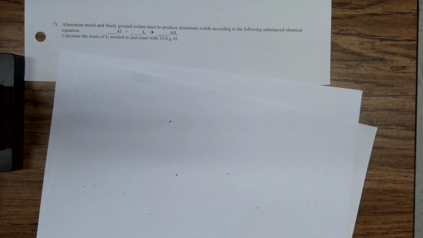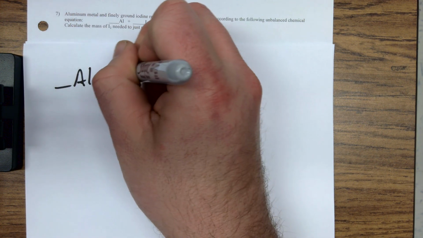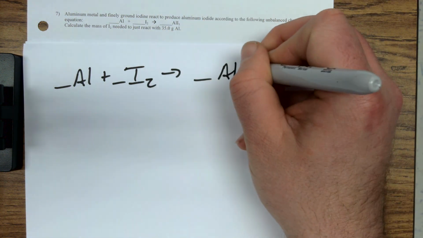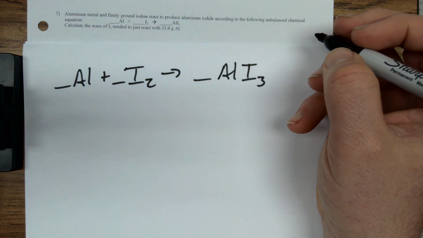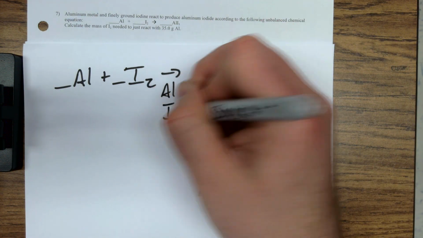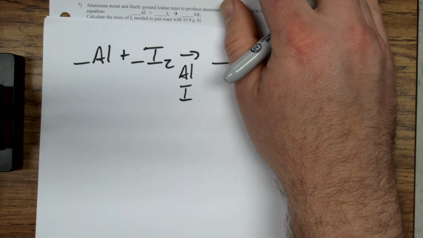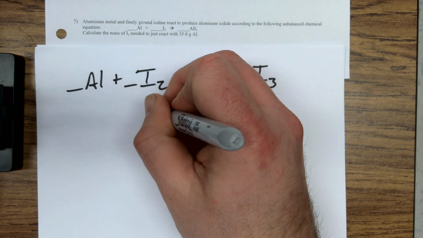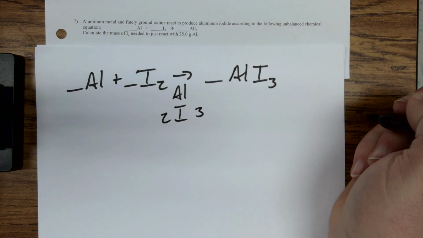So with 7, aluminum metal is finely ground with iodine to produce aluminum iodide according to the following unbalanced chemical equation. Al plus I2 equals AlI3. So we have two elements that we have to worry about for our balancing purposes. I see iodine is my biggest difference. I have 2 on my reactant side, 3 on my product side.